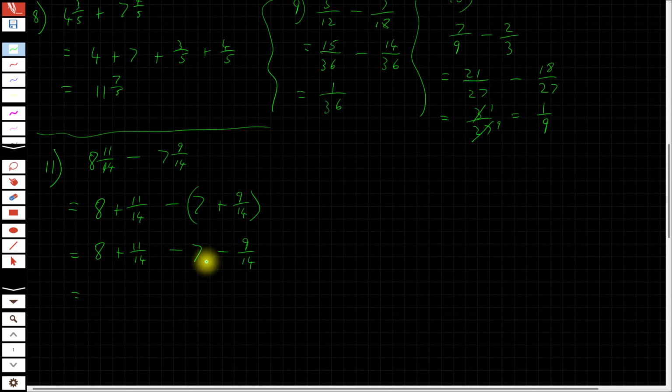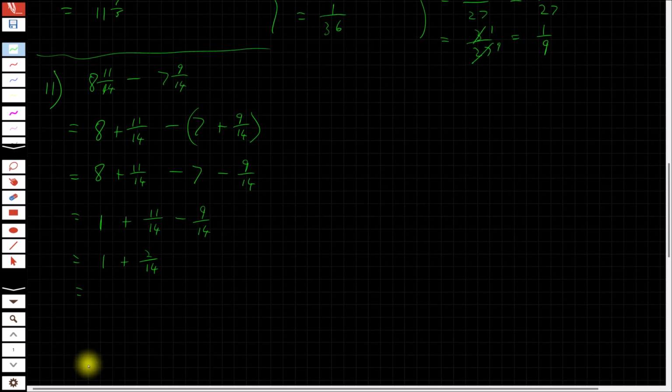So doing the whole numbers first, 8 take away 7 is 1. And that's added to 11 over 14, take away 9 over 14. We can do the fractional part now. 11 take away 9 is 2. And that in mixed number form is 1 and 2/14.